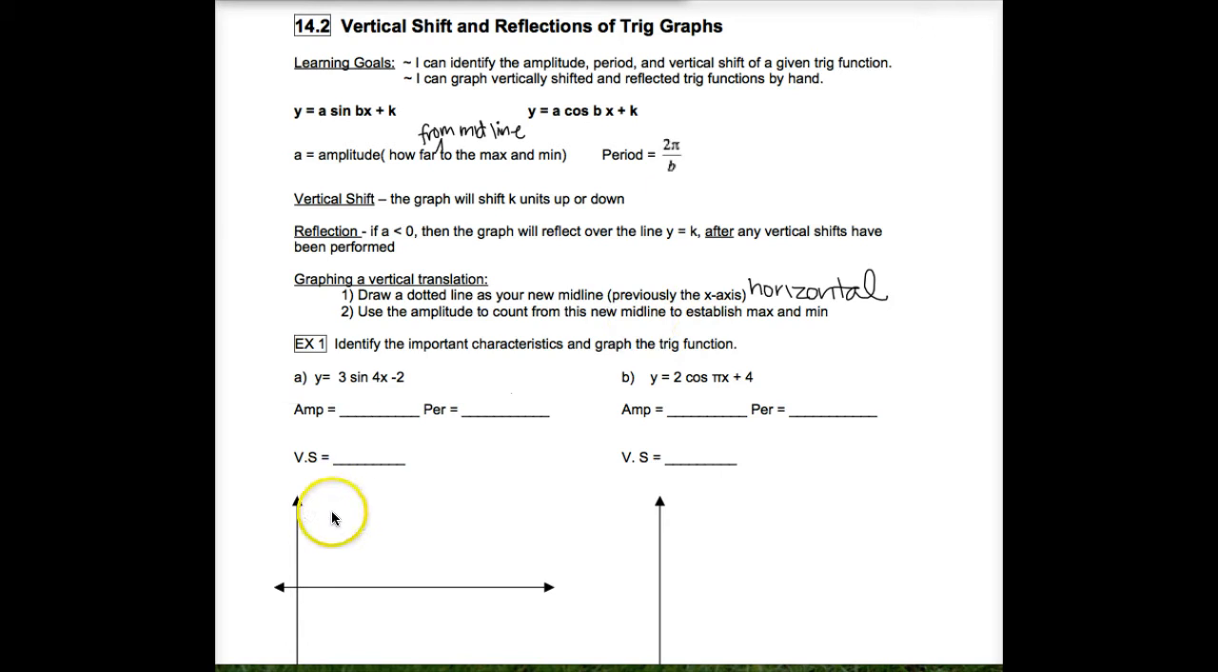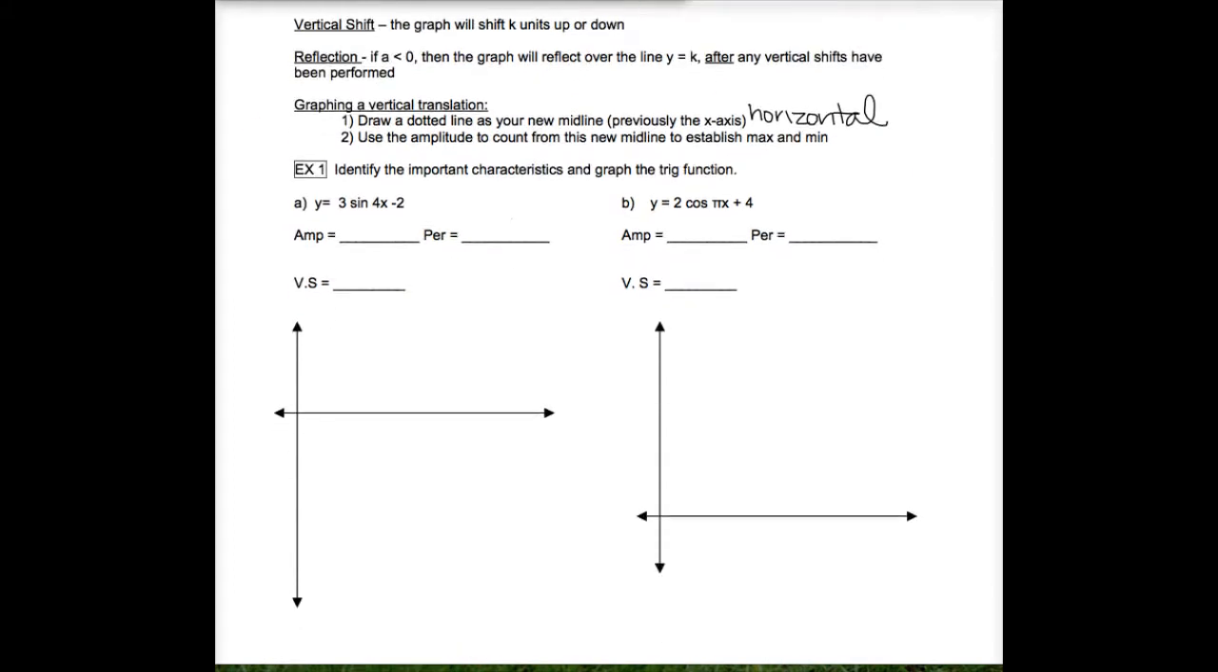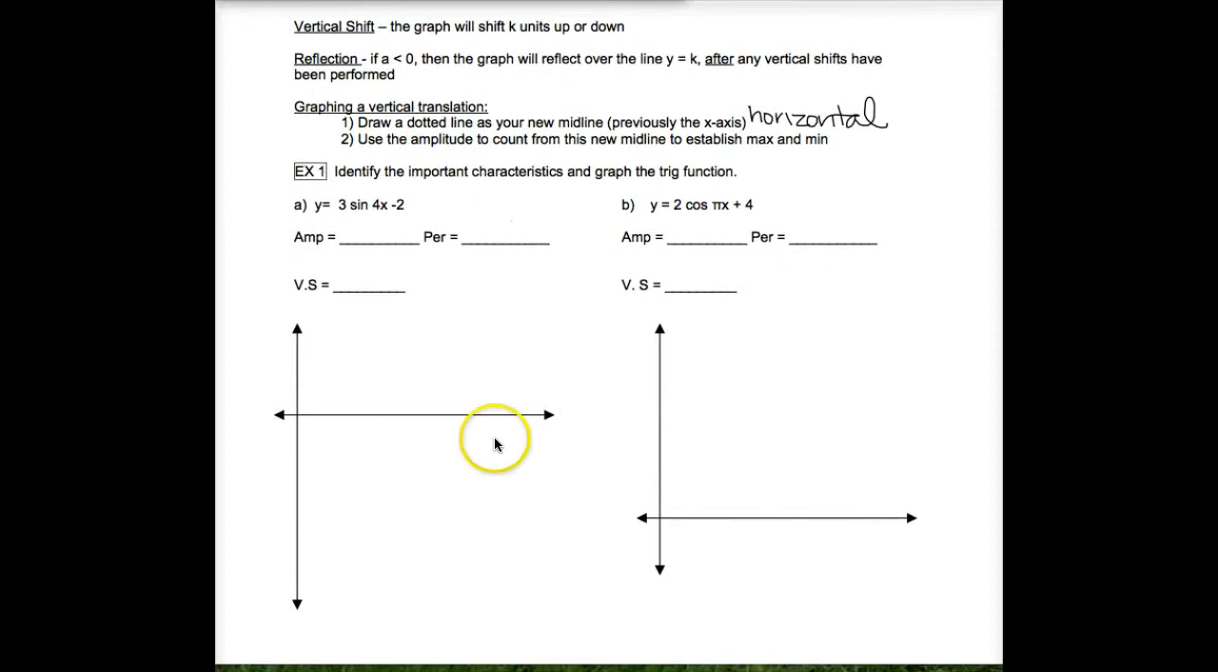The rest of it is pretty much going to be the same as far as the period goes. So on these shifted graphs, I'm just drawing one full cycle. So notice I don't have anything on the left on this graph, only on the right side. So first one we are looking at, example 1, identify the important characteristics and graph the trig function. So y equals 3 sine of 4x minus 2.